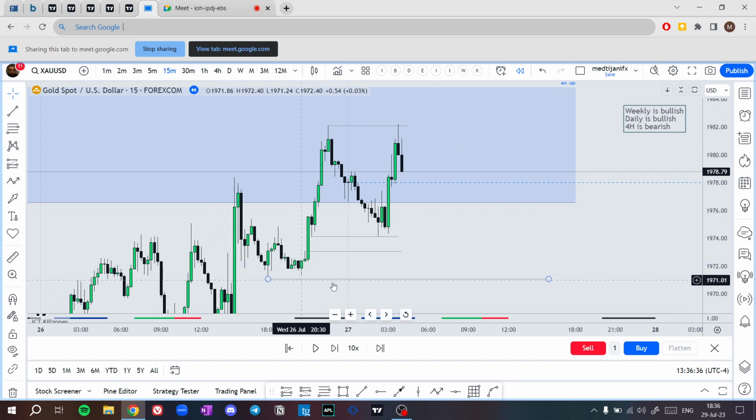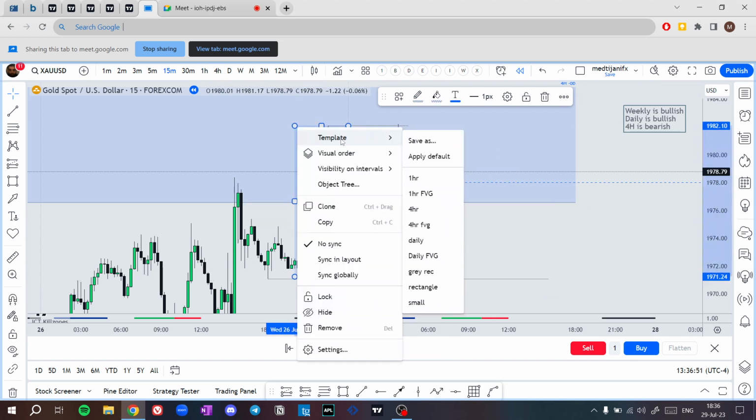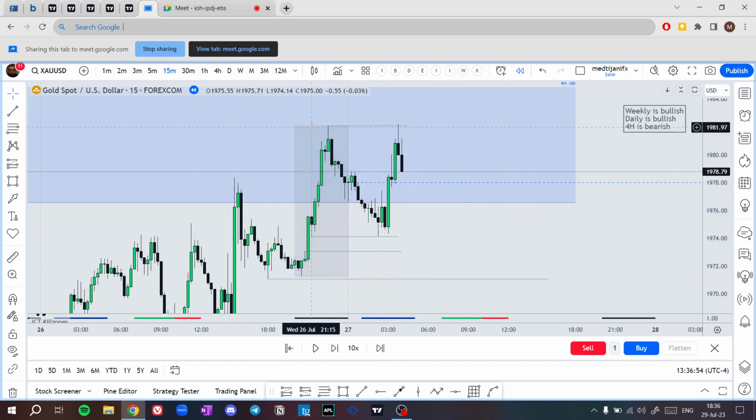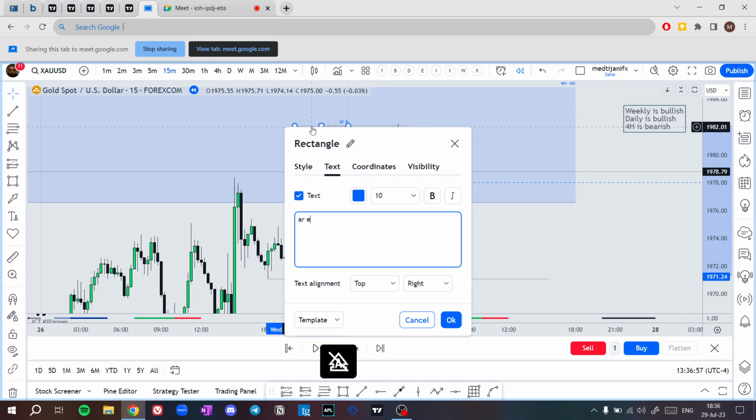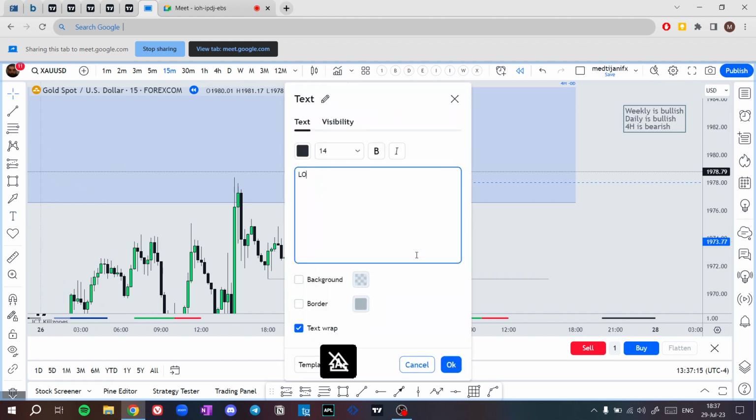So what we see is that Asian range has been expanding higher, right? So this is Asian range. Asian range, we could say expansion. London has given us an optimal trade entry. This is London OTE, right?